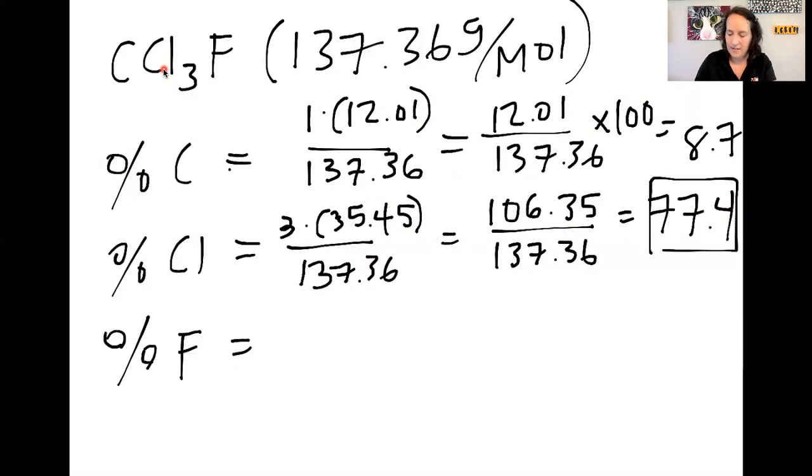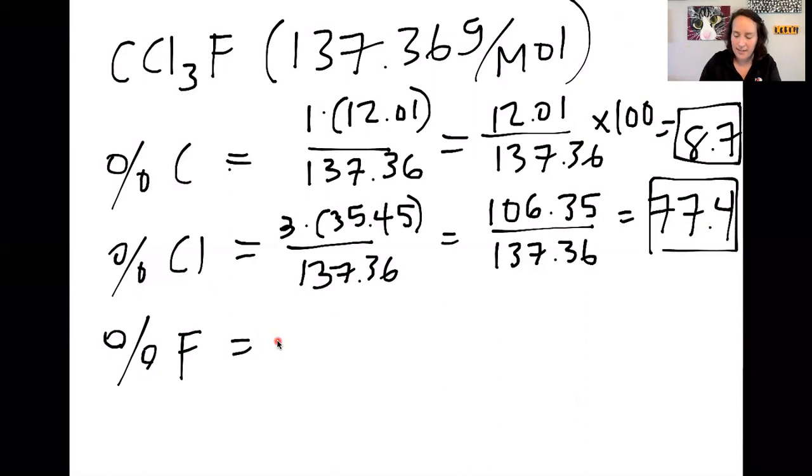All right, so chlorine, right? Carbon only makes up about 9% of the mass of that total compound. Chlorine makes up around 77%. And let's do fluorine just to make sure, because all of our percentages over here should total up to 100%. That should account for everything.